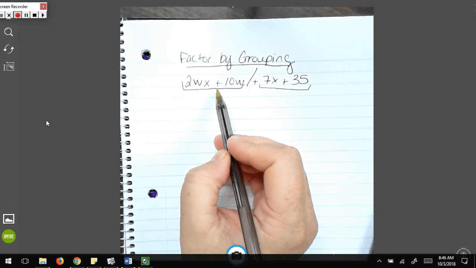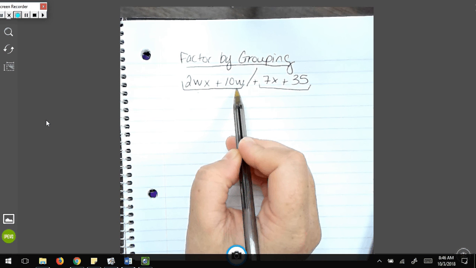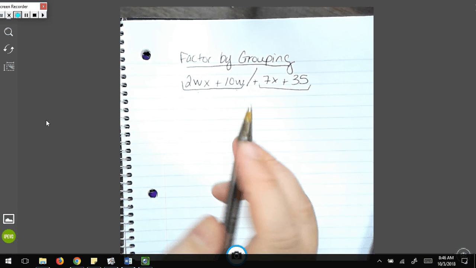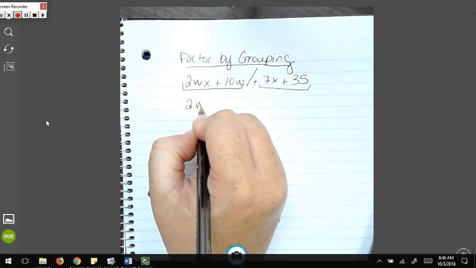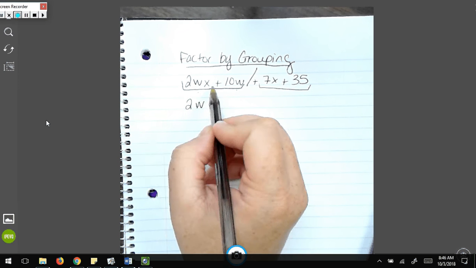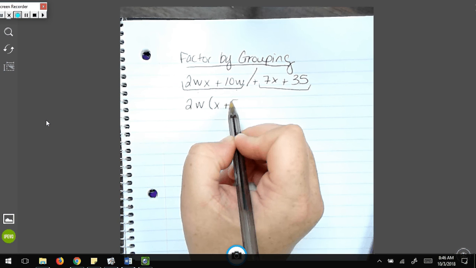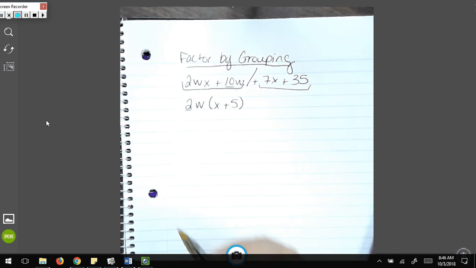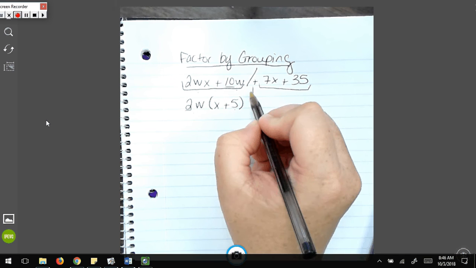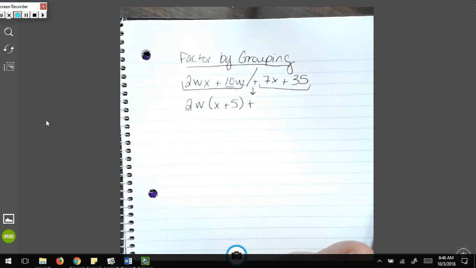So for the first two, the key to this is GCF. What can I take out of 2wx and 10w? In other words, what's the GCF of those 2 terms? I hope you said it's 2w, okay? So if I take 2w out, I'm left with x plus 5, because 10 divided by 2 is 5, and the w is on the outside. All right, always bring down this middle sign.